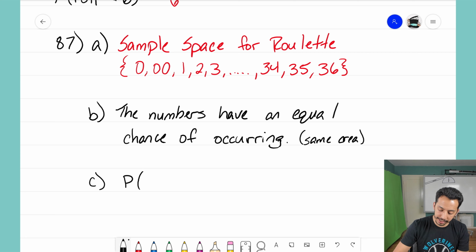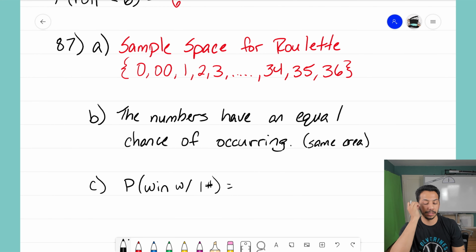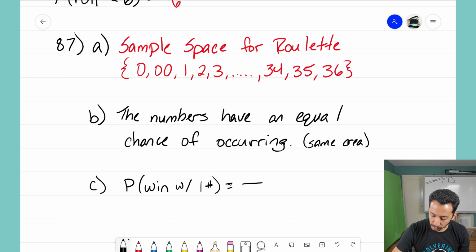All right, last thing we do before we play this game. I know we're all waiting to play it. What is the probability that you will win with one number? What would that fraction look like? Right? We know it's going to be a fraction. Probability always has to deal with fractions here. What would be the chance of you winning a game by putting one chip down on one number?